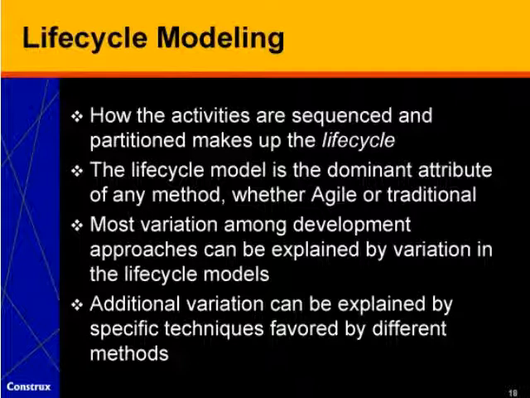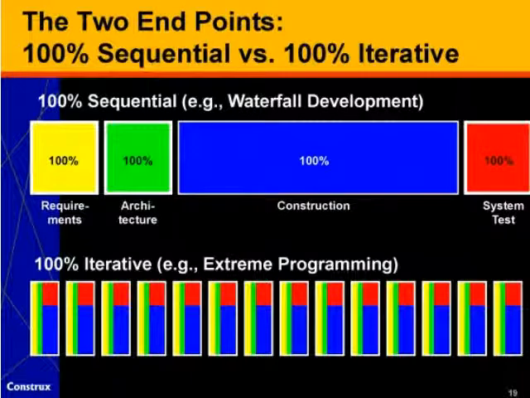Now, on the margins, the specific techniques that are employed also make some differences, but we really can get something like 80% of the way to understanding why something works or doesn't by looking at the underlying life cycle model. To give examples of endpoints in this area, the two probably best known and extreme cases in life cycle models are 100% sequential, that is the waterfall model, versus 100% iterative. And I think extreme programming is a good example of that.